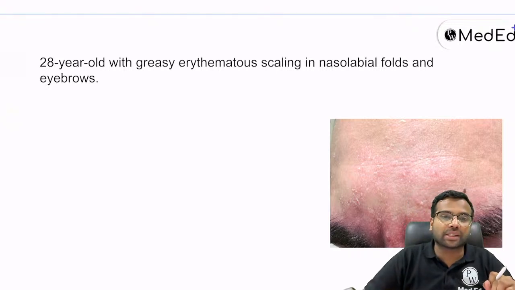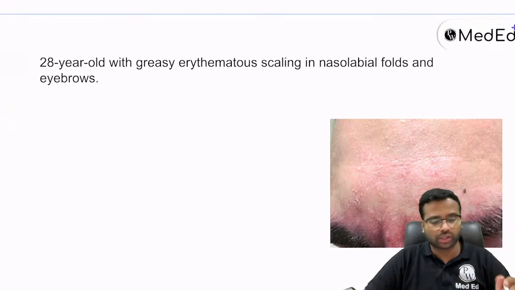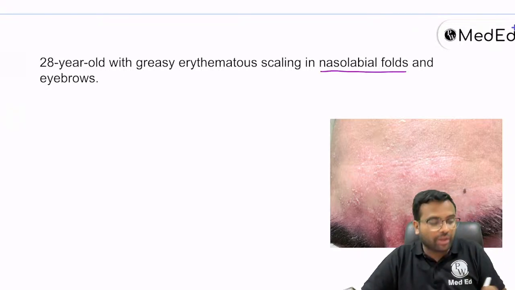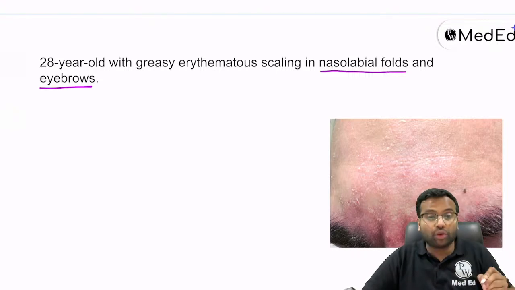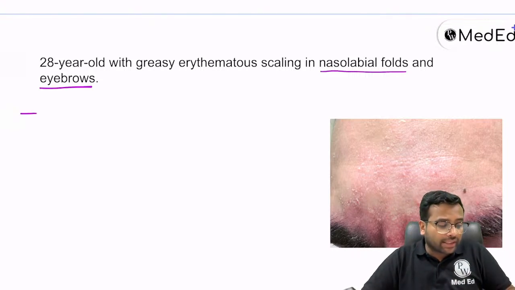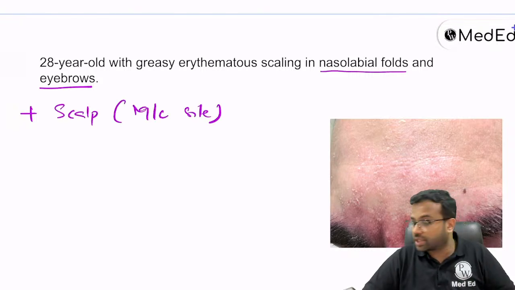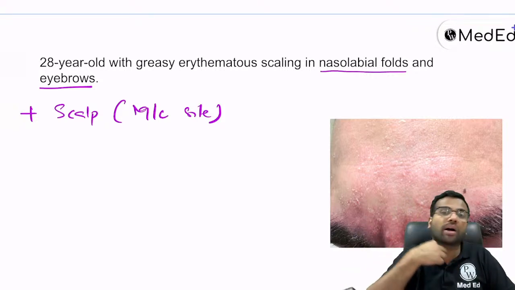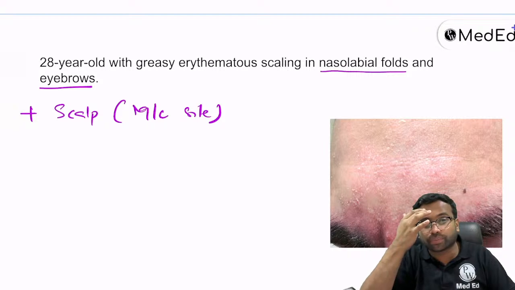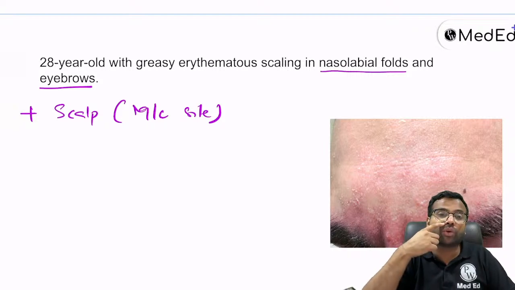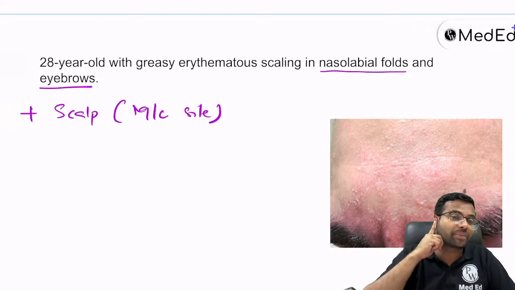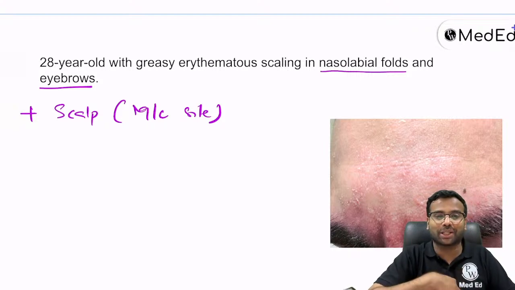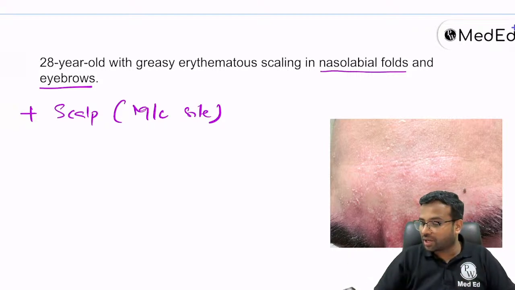Now can anybody answer this one? Quite typical, because I've told you it's seen in the nasolabial folds, eyebrows. If you want, I can give you more clues that this can also be seen over the scalp, as this is the most common site of this disease. The scalp is the most common, but we can see a facial erythema over the eyebrows, over the nasolabial folds, even behind the ears, over the anterior part of the sternum. All these are going to be additional sites.